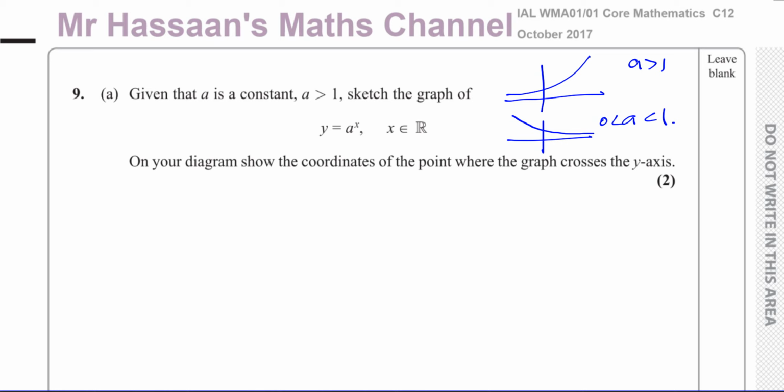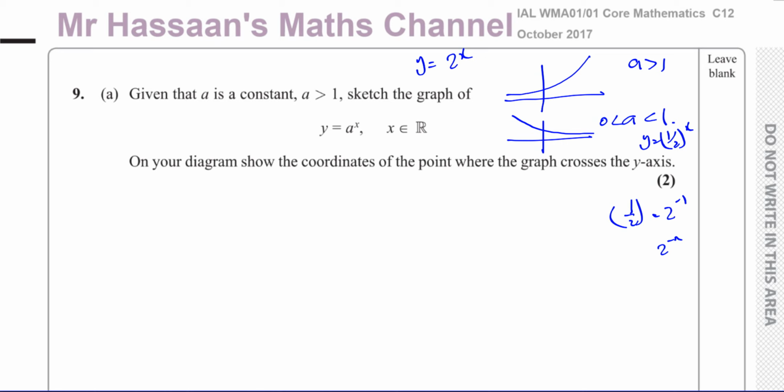It's like if it's a fraction, like a half or something like that. So when a is greater than 1, it looks like this. For example, y equals 2 to the power of x would look like this. But y equals a half to the power of x would look something like this, because a half is the same as 2 to the power of minus 1. So a half to the x is the same as 2 to the power of minus x.